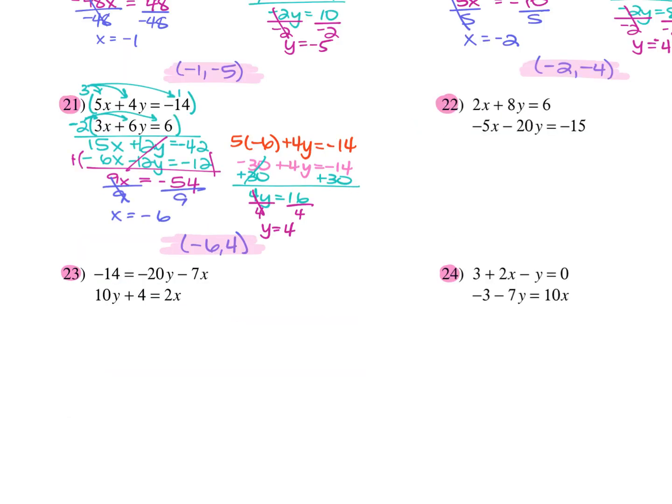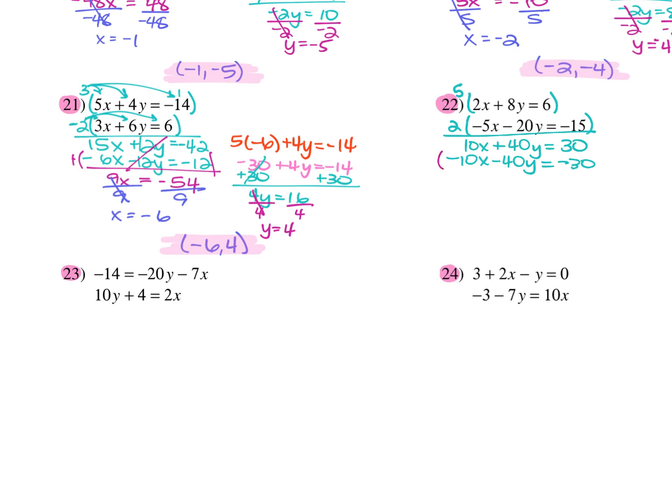For 22, you have 2x plus 8y is equal to 6, and negative 5x minus 20y is equal to negative 15. Which of these do you want to get rid of, your x's or your y's? You want to get rid of your x's? What are you going to multiply the top equation by? What about the bottom one? So this is going to give us 10x plus 40y is equal to 30, as well as negative 10x minus 40y is equal to negative 30.